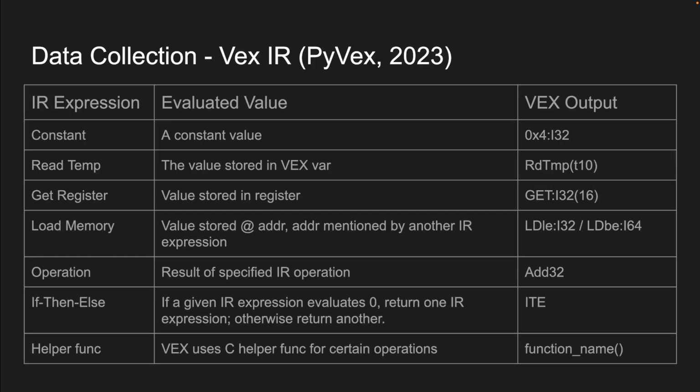These are some specific examples of different IR expressions. You could have a constant value, and the VEX output for a constant value looks like 0x4i32. Then you can keep going down the list, and one of the ones that probably seems a little more simple would be the operation, which is just the result of a specified IR operation. You can look at the output, that's Add32, which you can probably guess is just an arithmetic operation. If you want, you can pause here and look. Otherwise, I'm going to go to the next slide.